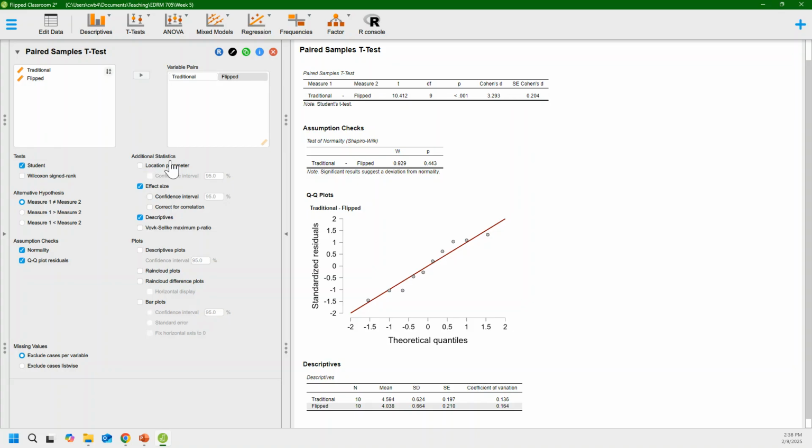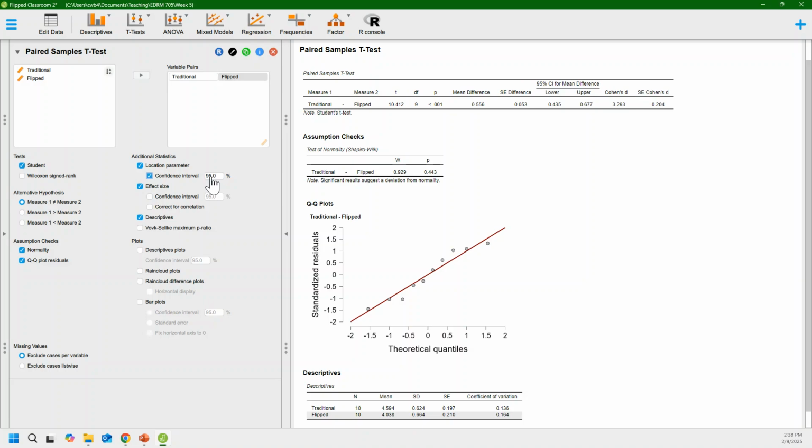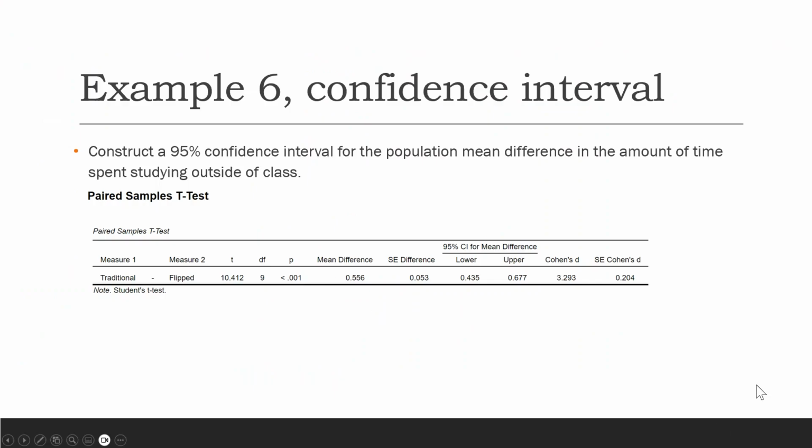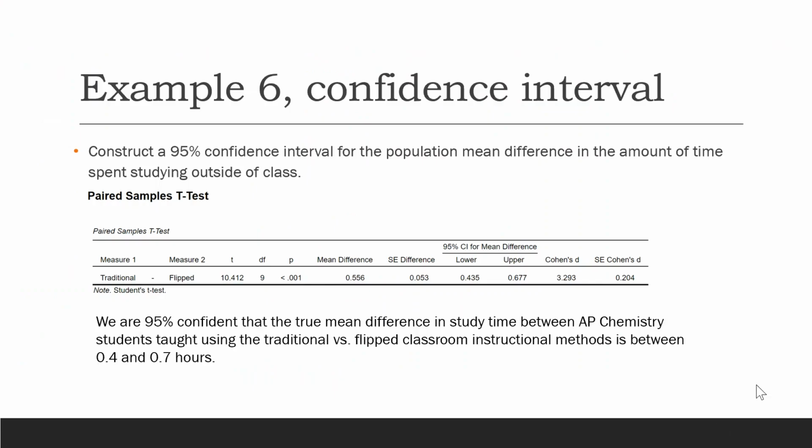If you go to additional statistics, location parameter, we're going to do a 95% confidence interval, which is the default. That's what we generally use in education. And so we see our results of our 95% confidence interval here. This is the confidence interval for the mean difference. And so with that being said, we can say we are 95% confident that the true mean difference in study time between AP chemistry students taught using the traditional versus flipped classroom instructional methods is between 0.4 and 0.7 hours. 0.4 is here, 0.7 is from that value there.